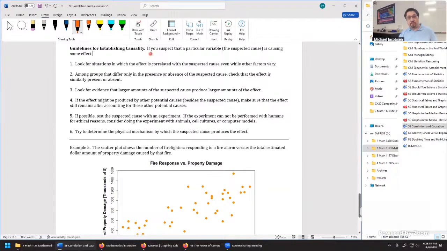When they were looking into whether smoking causes cancer, this was not easy for them to establish, and it took mountains of scientific data, research to really show the link between cause and effect. It starts off with the first guideline. Look for situations in which the effect is correlated with the suspected cause, even while other factors vary.